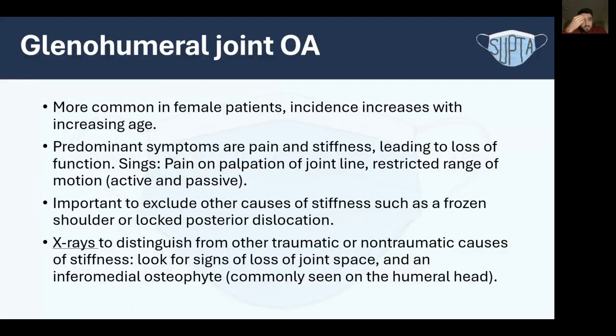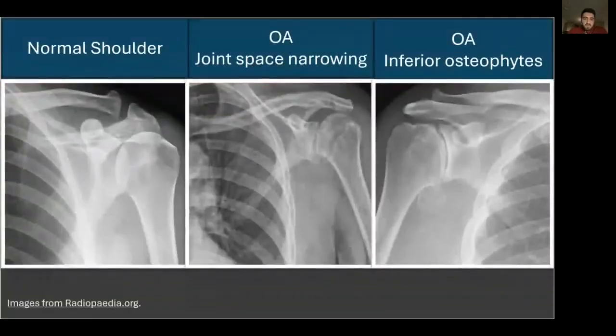And with glenohumeral osteoarthritis, it's important to exclude other causes of stiffness like a frozen shoulder or locked posterior dislocation. So you may want to order an X-ray to distinguish this condition or find whether it was traumatic or non-traumatic. And on X-ray, there are classical findings that you may find. So a couple of things that you may find.